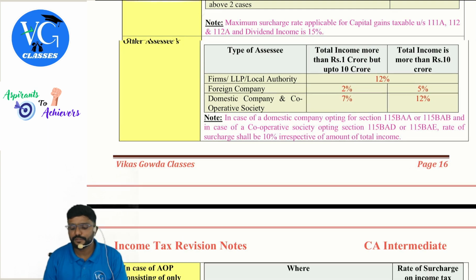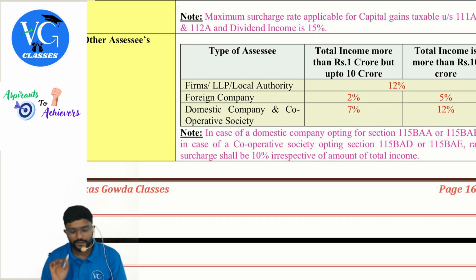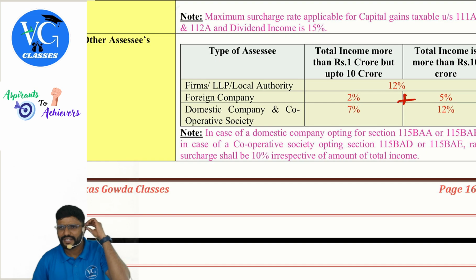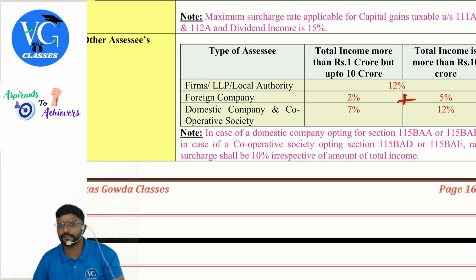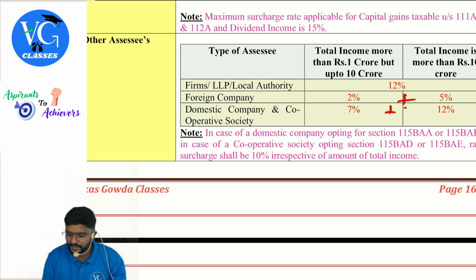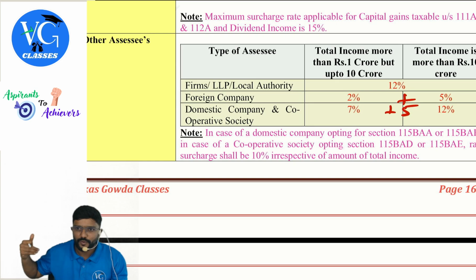Okay. Now easy to remember, guys. Listen here. For foreign company, it is 2 and 5%. 2 and 5, correct? Because already the normal rate is kept as 35%. So that is why the surcharge is kept lower. 2 plus 5, 7. 7 plus 5, 12. Go in that order.